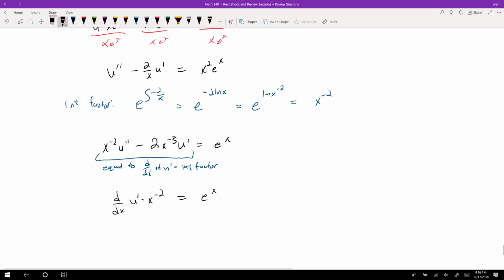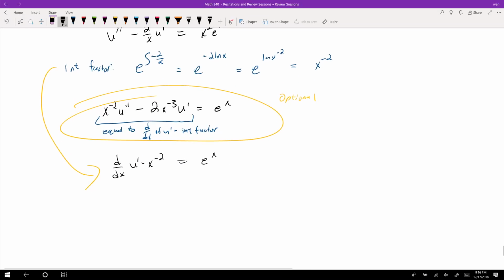Okay, so when you go from here to here, you need to be really careful. This is where a lot of the integration factor mistakes come. Some people forget to multiply the int factor on the right-hand side. You need to do that. Just keep that in mind. Honestly, this step right here is optional. This is an optional step to write out. You can go from here to here if you're comfortable with doing that. We're not looking for that middle step.